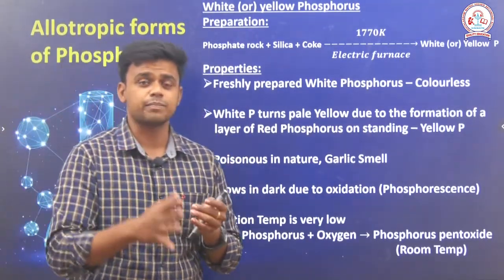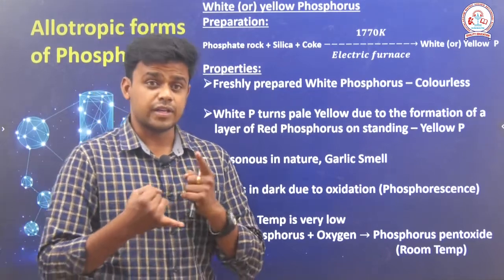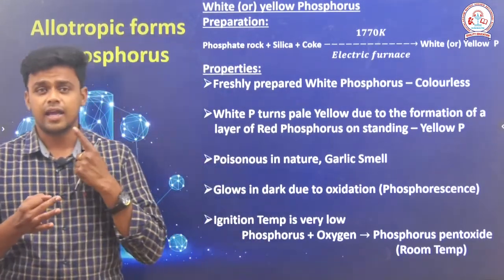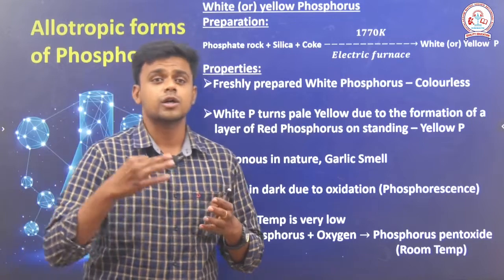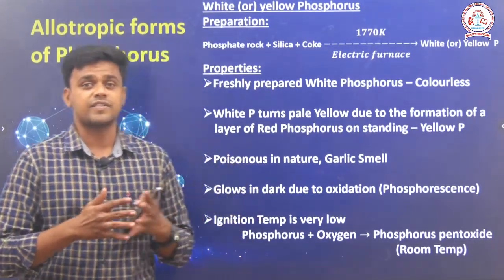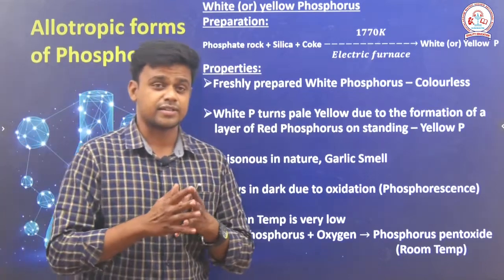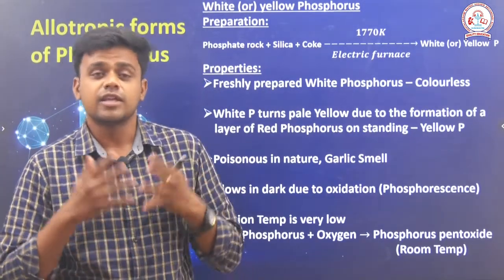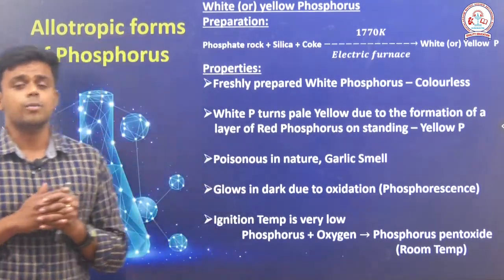So preparation is quite simple. You have to heat the phosphate rock with silica and coke. For that you need not use the flame. In order to raise the temperature to about 1770 Kelvin, you have to use the electric discharge, which is the electric furnace, so that you will be getting white or yellow phosphorus.